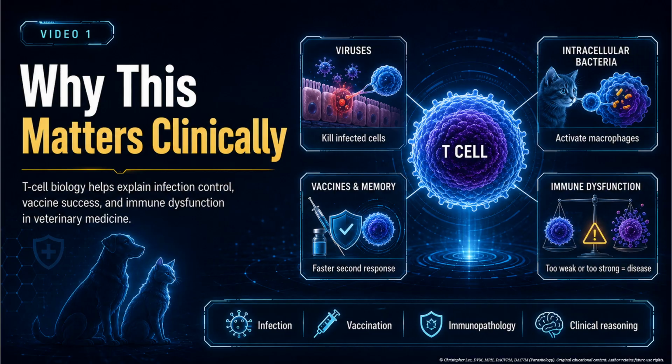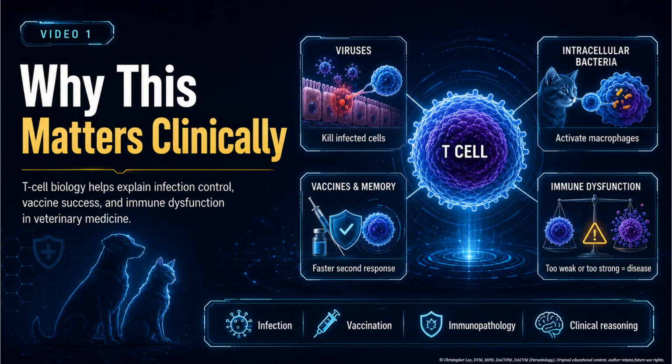So why does this matter clinically? Because T-cell biology sits beneath a lot of what we care about in veterinary medicine. When a dog controls a viral infection, T-cells are involved. When a cat responds to a vaccination and generates long-term protection, T-cells are involved. When a foal struggles with recurrent infections because antigen presentation is defective, T-cells are involved. When the immune system becomes too weak, too strong, or misdirected, T-cells are often somewhere in the story.